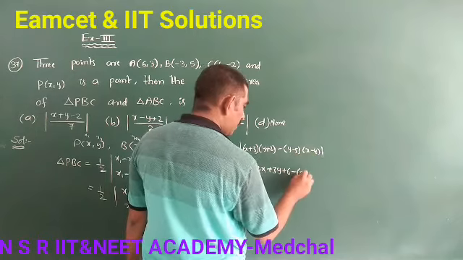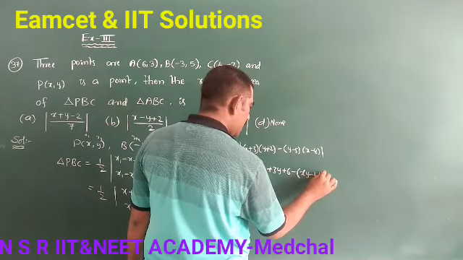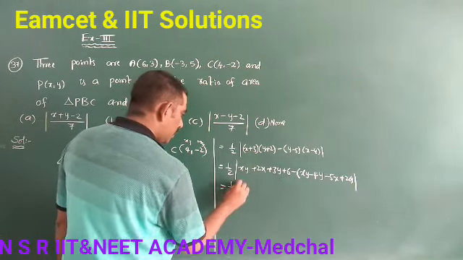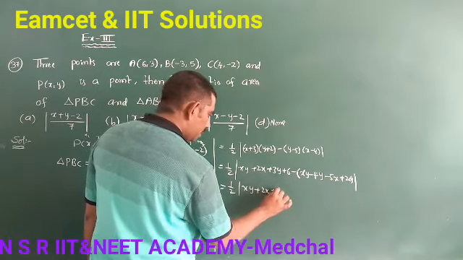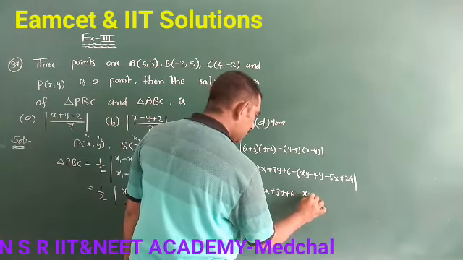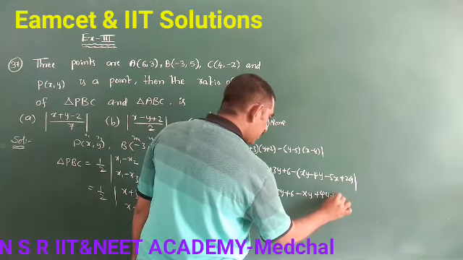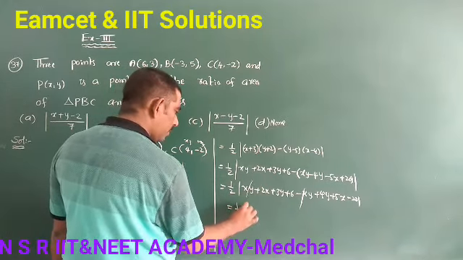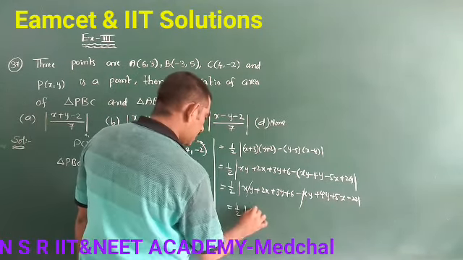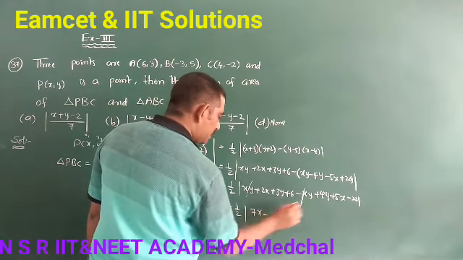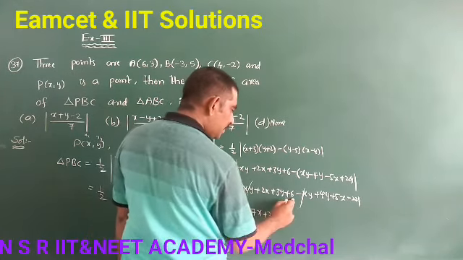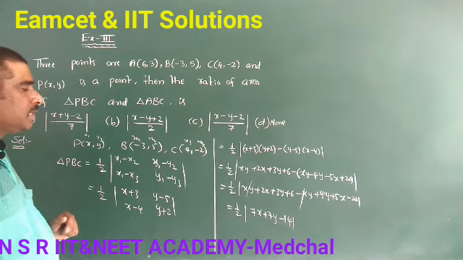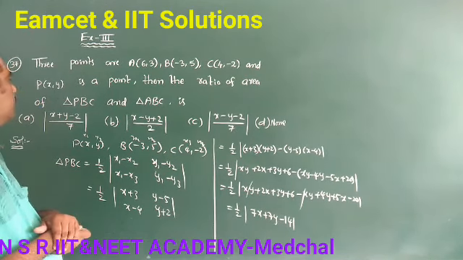Next, minus of y into x is xy, y into minus 4 is minus 4y, minus 5x plus 20. So half mod of xy plus 2x plus 3y plus 6 minus xy plus 4y plus 5x minus 20. The xy terms cancel. 2x plus 5x is 7x, 3y plus 4y is 7y, 6 minus 20 is minus 14. So the area of triangle PBC is half mod of 7x plus 7y minus 14.